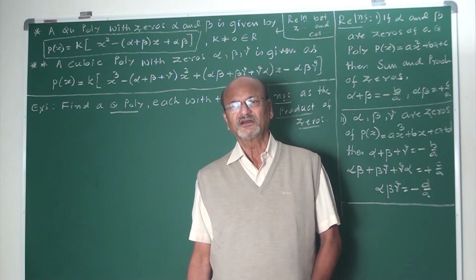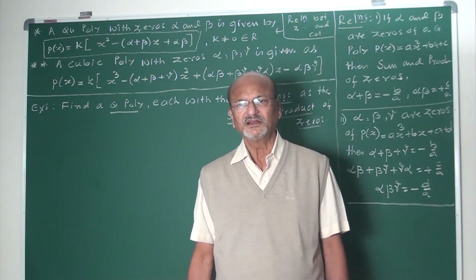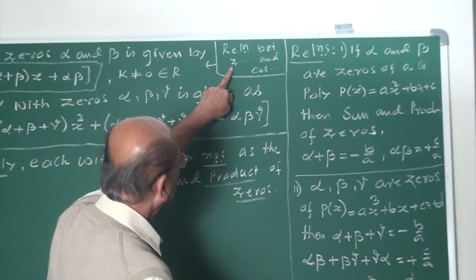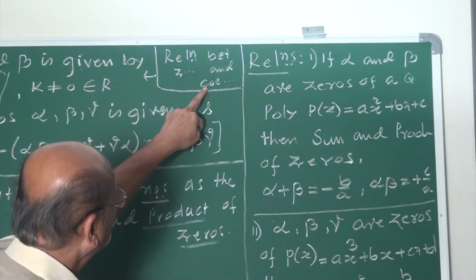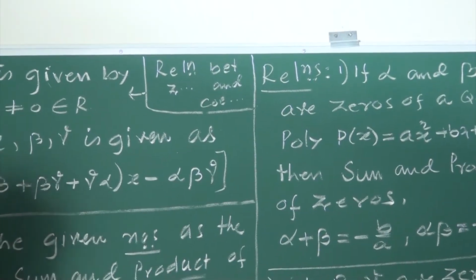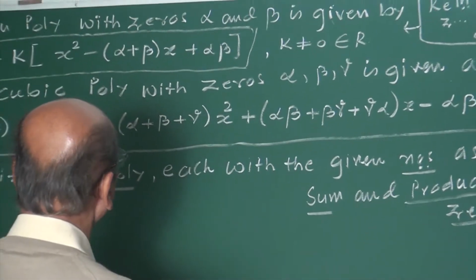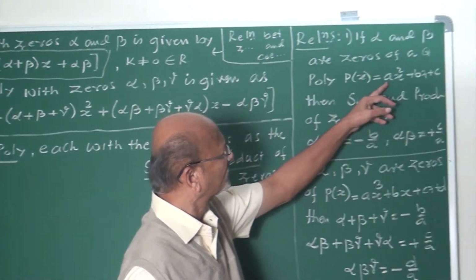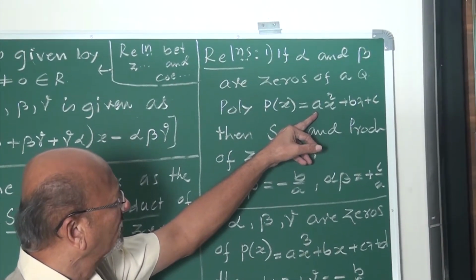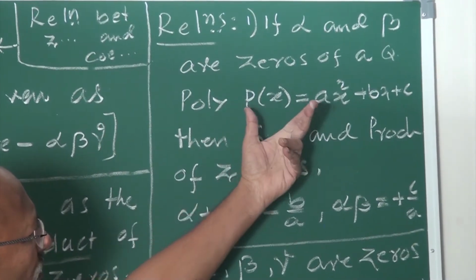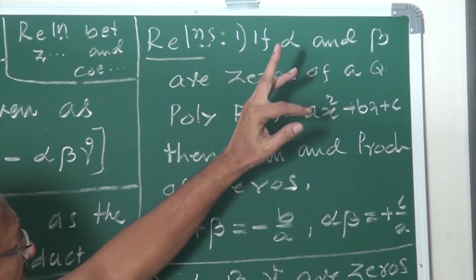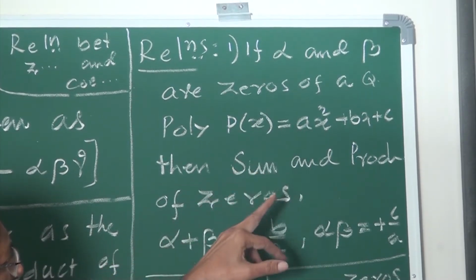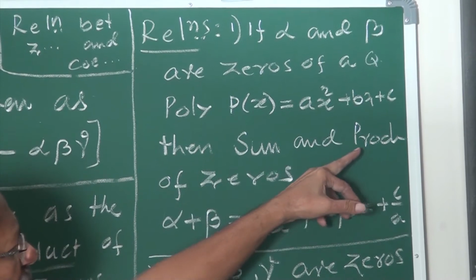Next, another important result comes, my friends. That is the relation between zeros and coefficients of polynomials. What is this? This is a quadratic polynomial, ax square plus bx plus c. What about alpha and beta? They are the zeros of this quadratic polynomial. Then what is the relation? That relation is with the sum of zeros and the product of zeros.